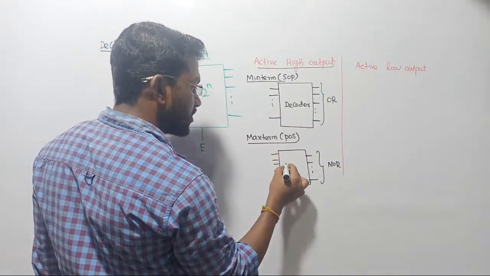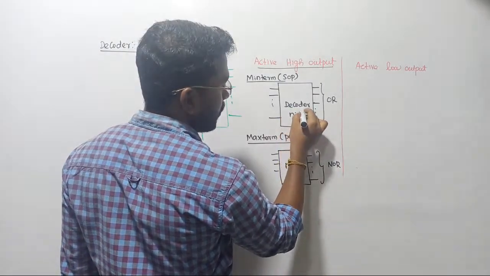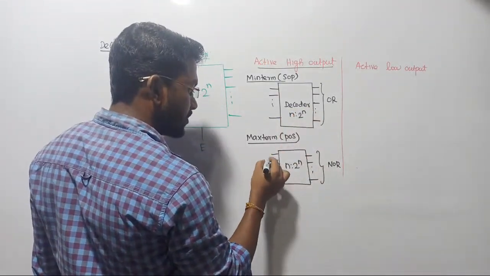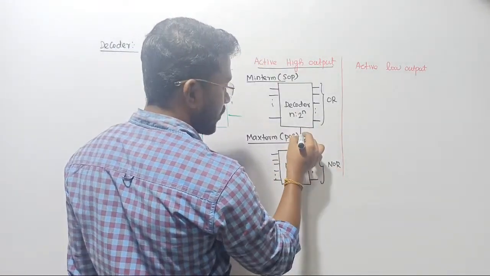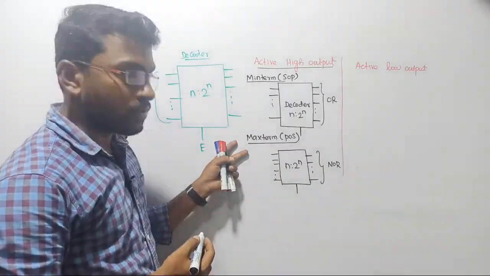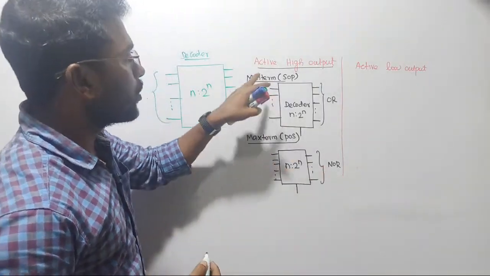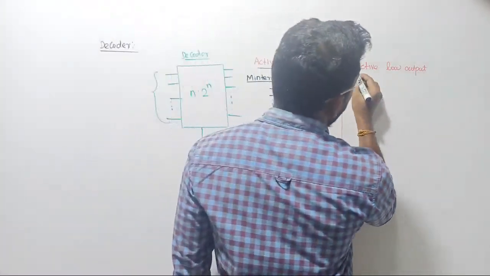Anyway, the combination is n to 2 power n. Though I am not writing this, by default you have to keep this in your mind. We are going to consider n inputs, and one enable pin. There is no change, but in order to implement the max term, we have to use NOR gate. In order to implement the min terms, we have to use OR gate, right? So let's raise the question of active low output.